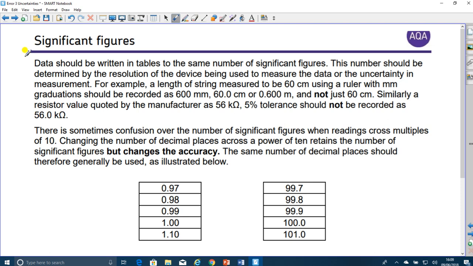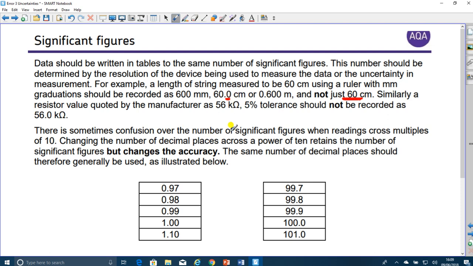So when you're doing this, it tells the reader that, if you say 60.0 centimeters, not just 60 centimeters, as the reader, when I read 60.0 centimeters, it tells me that they have done that to a resolution of a millimeter. So I know how accurate the reading was taken. However, if it says 60 centimeters, I would assume they've used a primary school ruler with no millimeter scale on it, and that's the level of precision that they've gone to. So it's important that you show the number of decimal places.